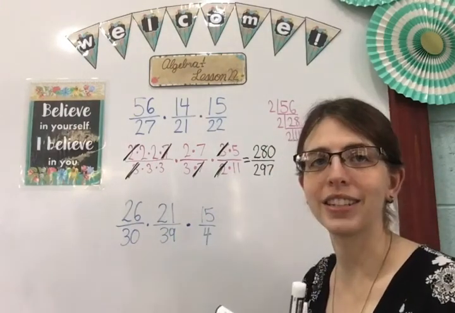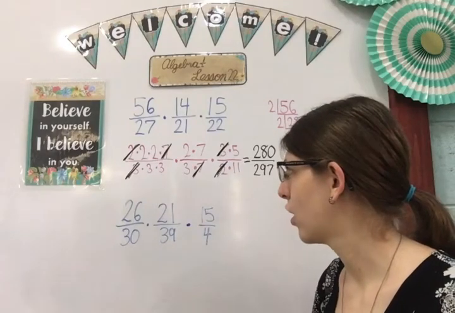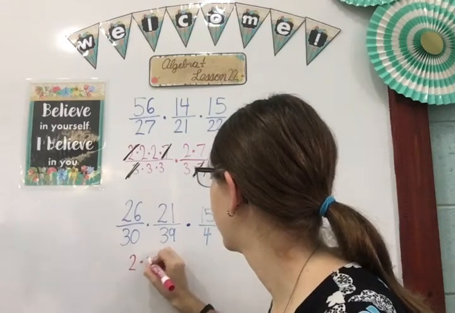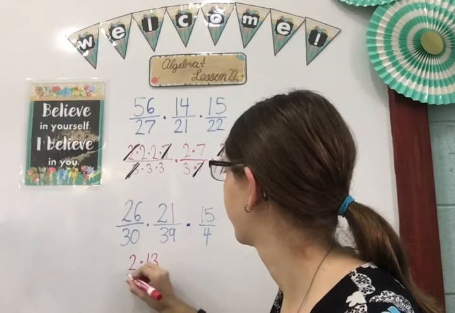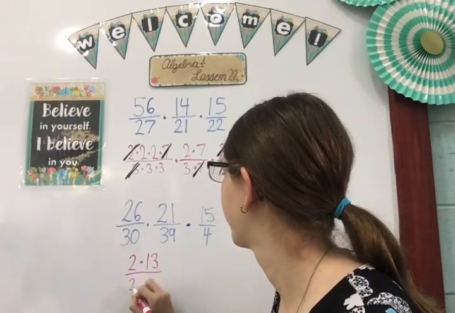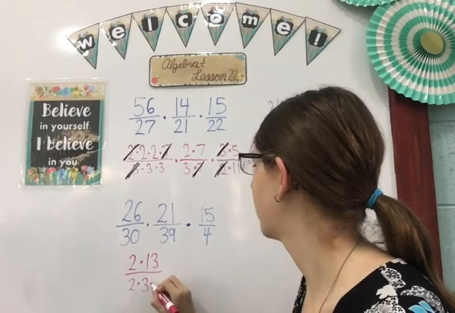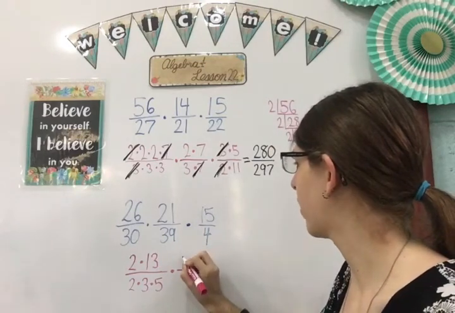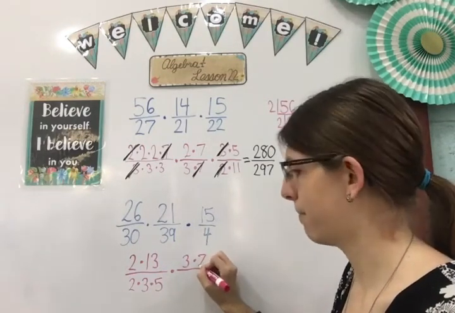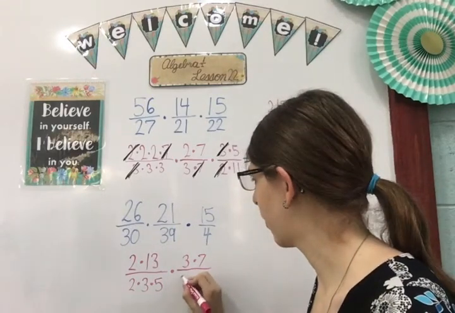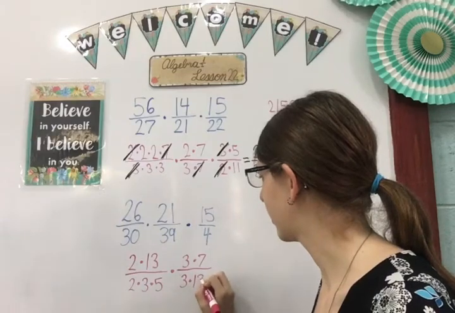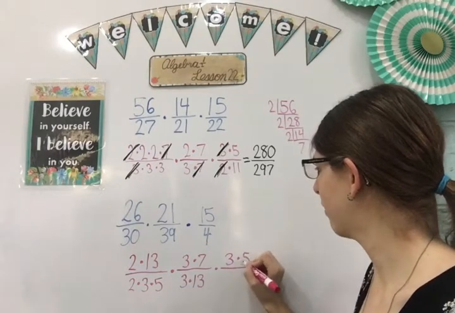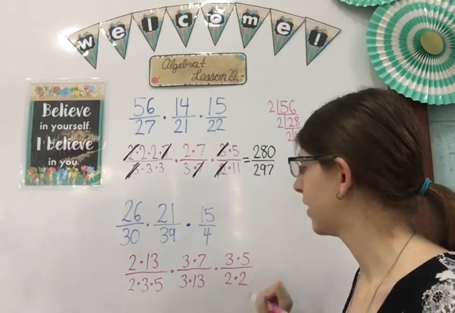Now I will write it out just as I did with my first problem. 26 as a product of prime factors is 2 and 13 over 30, which is 2 times 3 times 5, times 21, which we know is 3 times 7. 39 is 3 times 13. 15 is 3 times 5. And 4 is 2 times 2.